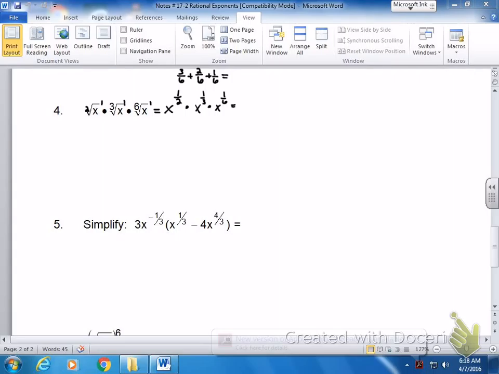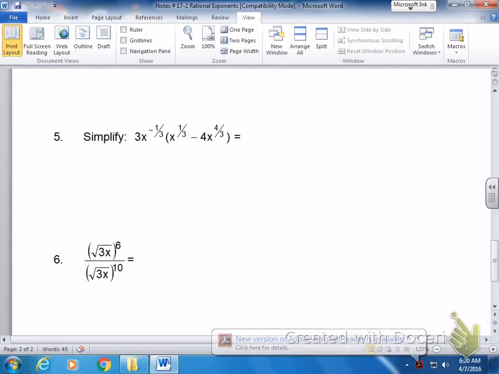Now I'd add the numerators. 3 plus 2 plus 1 is 6 over 6. So I have x to the 6 over 6, which is really x to the first. So guys, remember, you can put fractions in your calculator. If it gave you a decimal, you'd probably do math enter to go back to a fraction. Generally, when we have fractions, we want to keep it that way. All right, guys, so that one's not so bad. Let's go on to number 5.